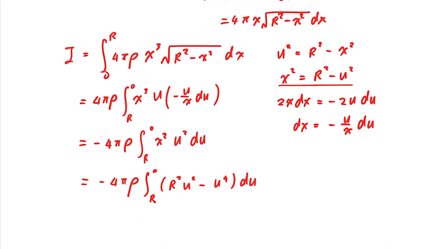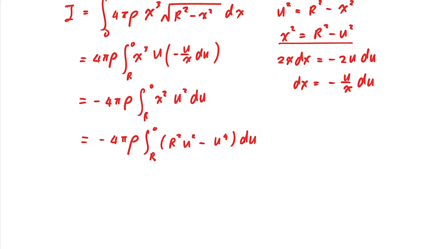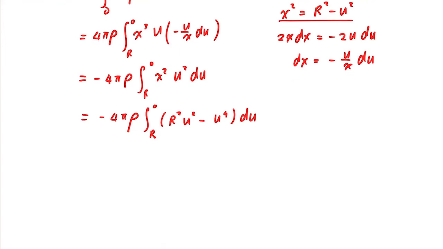So far, so good now? Okay. Now we can integrate. Wasn't that a nice trick? So we integrate. So that's negative 4 pi. You want to switch this and get rid of the negative sign now or later? Now? Okay, make that positive, and then have 0 to r, because when you switch the limits of integration, you just get the opposite. r squared u squared minus u to the fourth du. Good.